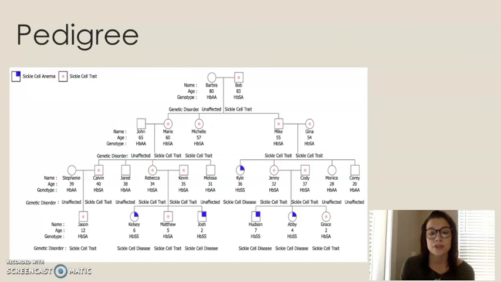So this is the pedigree chart that I created for one of our projects. Feel free to pause the video and look at it in detail if you'd like. The key at the top shows that people with sickle cell anemia in this family will have a blue square in the top right-hand corner of either their square or circle, and people with sickle cell trait will have a pink circle in the middle of their square or circle. Obviously, unaffected people won't have anything inside of their square or circle.